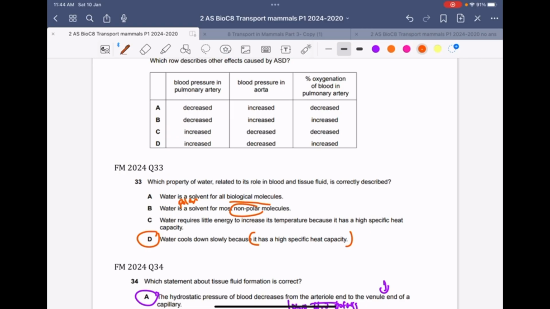And for this one, water requires little energy. This is incorrect because it should require a lot of energy, because a lot of energy needs to be absorbed by water in order to raise the temperature.